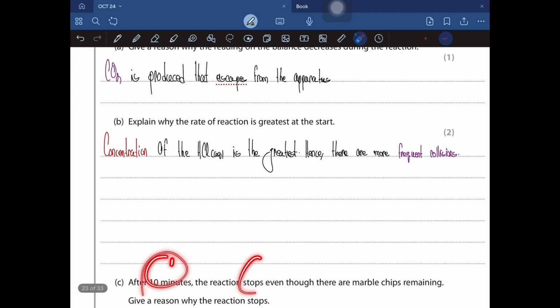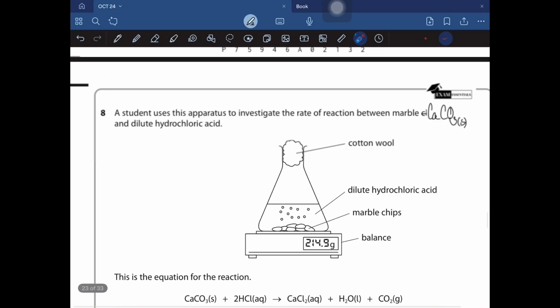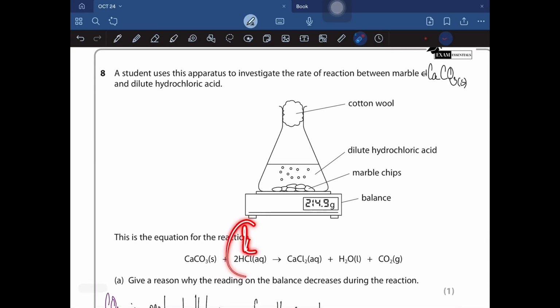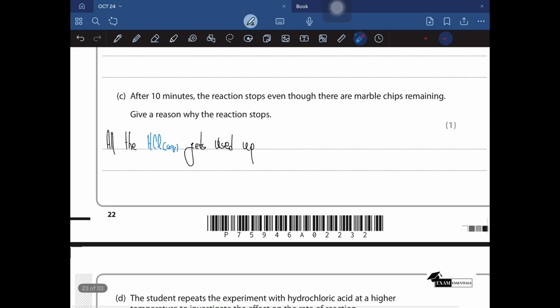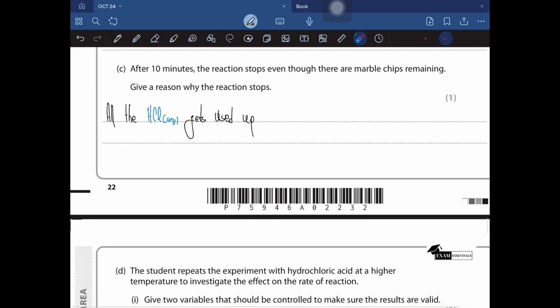After 10 minutes, the reaction stops even though there are marble chips remaining, right? Because all of the HCl gets used up, right? And if all of the HCl gets used up, it doesn't react with this calcium carbonate, right? And once it doesn't react with this calcium carbonate, it shouldn't produce this and this, right? So all of the HCl gets used up. This is what I've written over here. All of the HCl gets used up. HCl aqueous means hydrochloric acid.